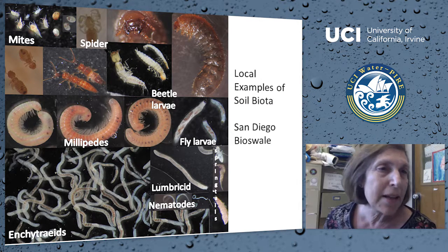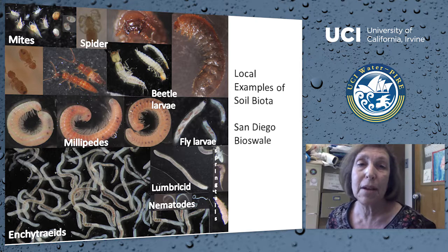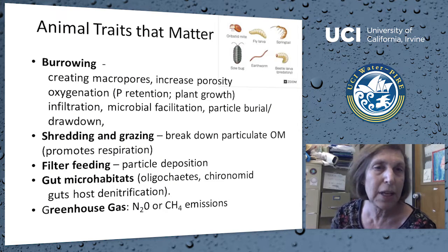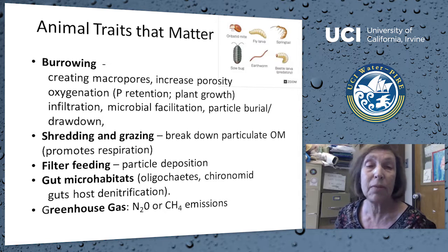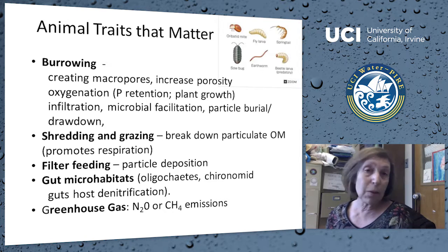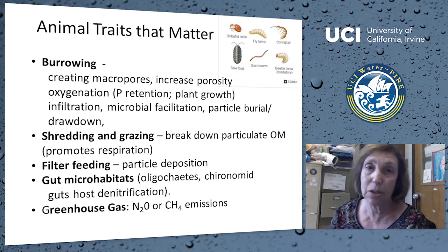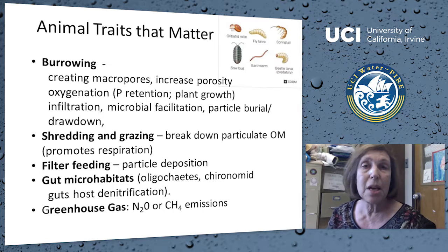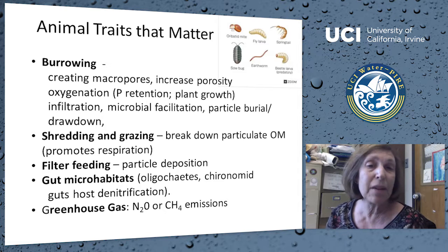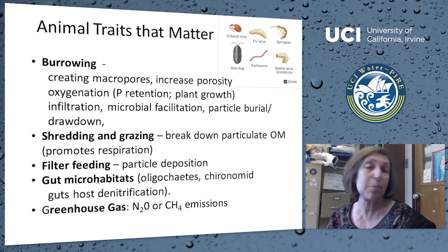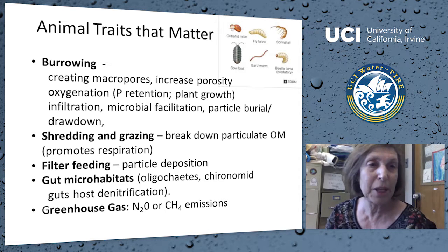So within the soils, next slide, number 7, we know we have many different types of invertebrates. And some examples from Southern California biofilters are shown here. If you go to the next slide, I've listed the traits of these invertebrates that might influence their function. Burrowing affects the porosity and water infiltration. It affects oxygenation, which affects phosphorus retention, and burrowing affects microbes. And a number of other properties: shredding and grazing by invertebrates, filter feeding by invertebrates, the invertebrate gut microhabitats, all can influence function, and some of the invertebrates have guts that produce greenhouse gases. I think hopefully Andrew will mention that.